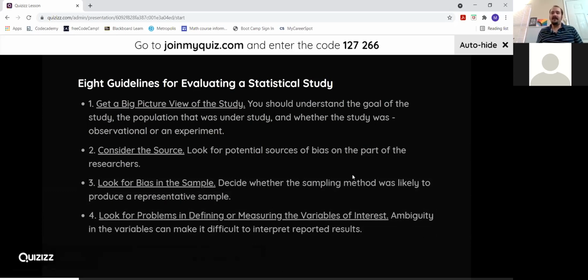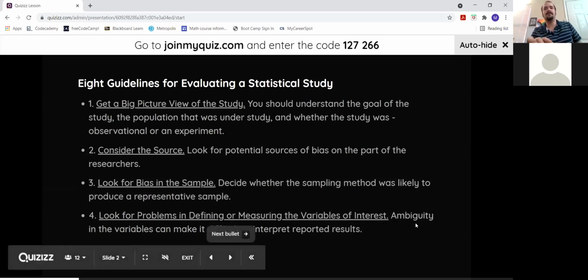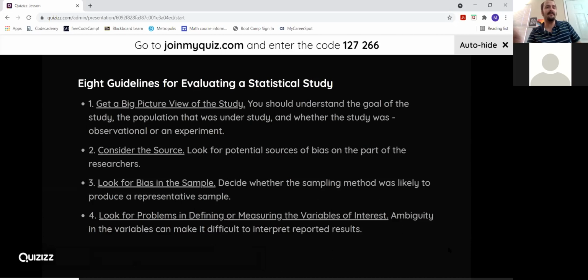Look for problems in defining or measuring the variables of interest. These are things like using terms that aren't well defined. Are you happy? Are you sad? How do you measure something like that? These are things that have a subjective meaning. If you're using a lot of words that have subjective meaning, that would be problems in defining or measuring the variables of interest. Ambiguity in the variables can make it difficult to interpret reported results.